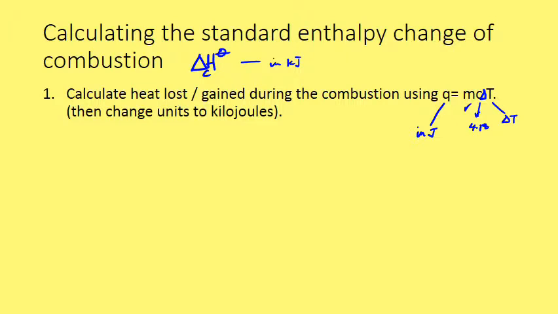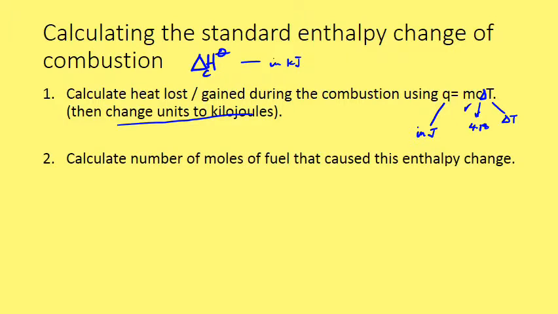So what you're going to do is change the units into kilojoules after you've worked out the number of joules. So quite simple, but you need to remember that. And that's our first step. Right, we're using Q equals MC delta T to work out how much heat we got out of the fuel that we burnt, and then converting that into kilojoules from joules. Okay, so our second step is to calculate the number of moles of fuel that caused this enthalpy change.